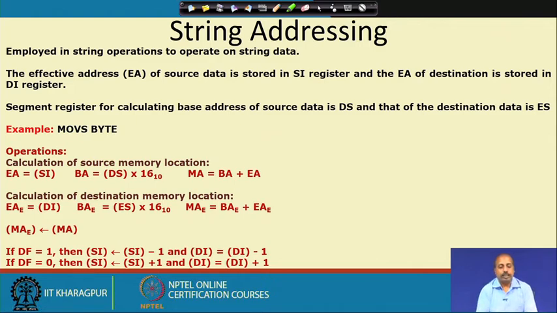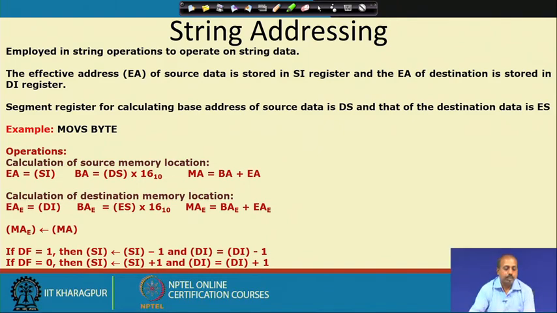Then there is string addressing. This is employed in string operations to operate on string data. In 8086 we have instructions called MOVS type instructions. Here we have one example, MOVSB, move string byte. When I say MOVS, we are trying to move a byte from one memory location to another memory location without involving a transfer to a processor register. How is it done? The effective address for the source memory location is available in the source index register SI, and DS contains the base of that.